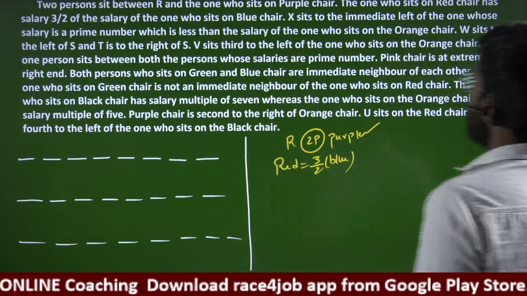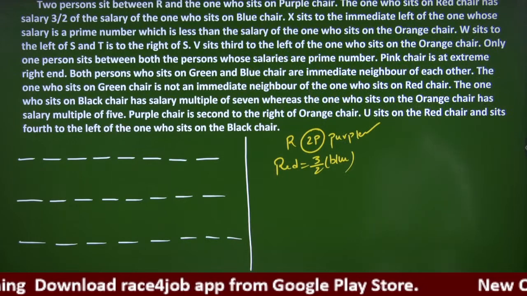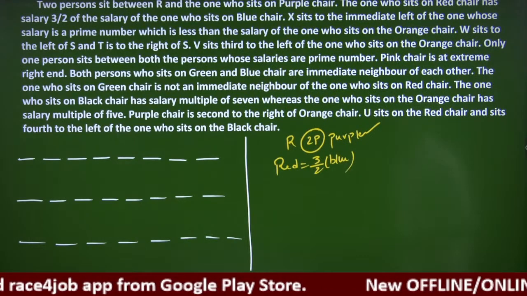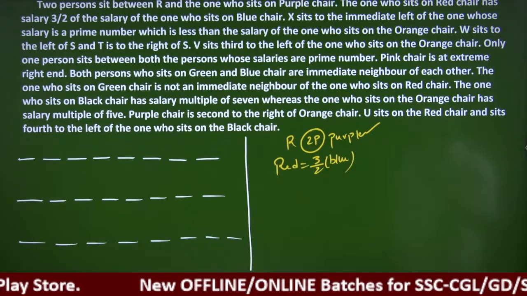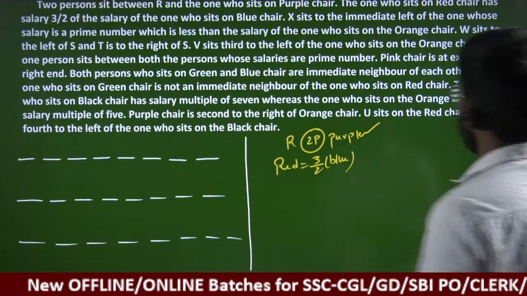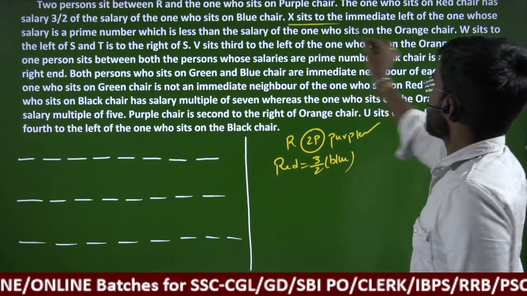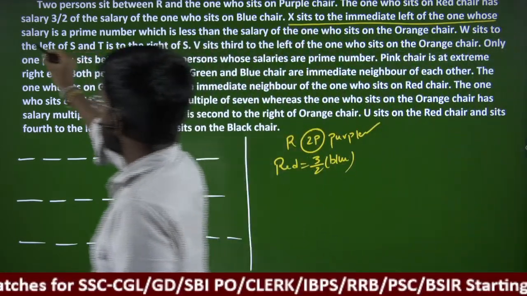Next, X sits immediate left of the one whose salary is a prime number, which is less than the salary of the one who sits on the orange chair. Okay, let's look at this statement, let's underline it.